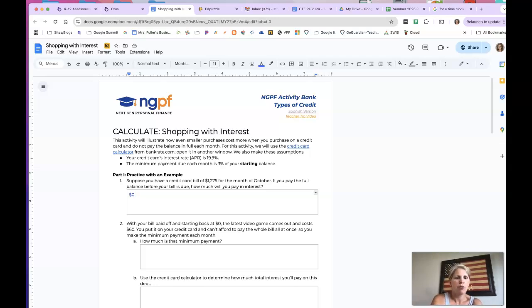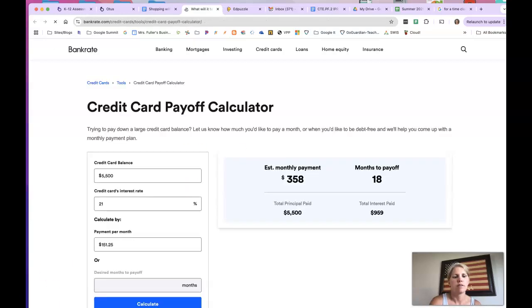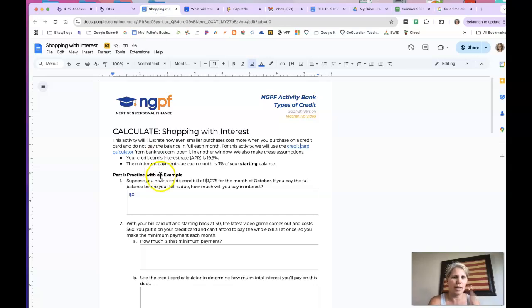For this assignment, we will go over question number 1 so that you understand how to use the calculator that we have linked here. And so you'll just start by clicking there. So now that we have the calculator open, we're going to go back to our problem and see the numbers we have. So here we have just our credit card interest. We'll use that for all of the assignments.